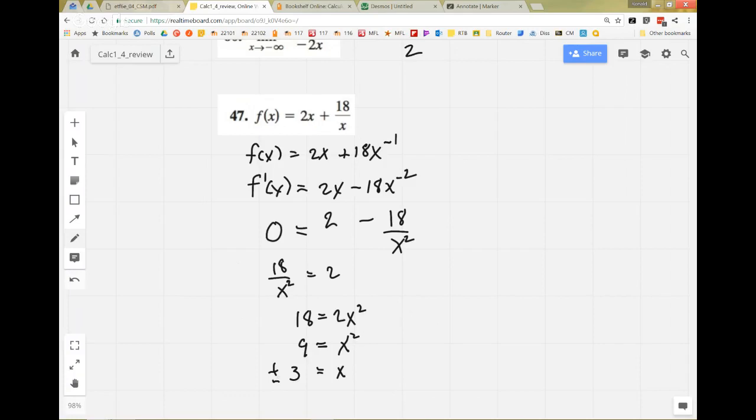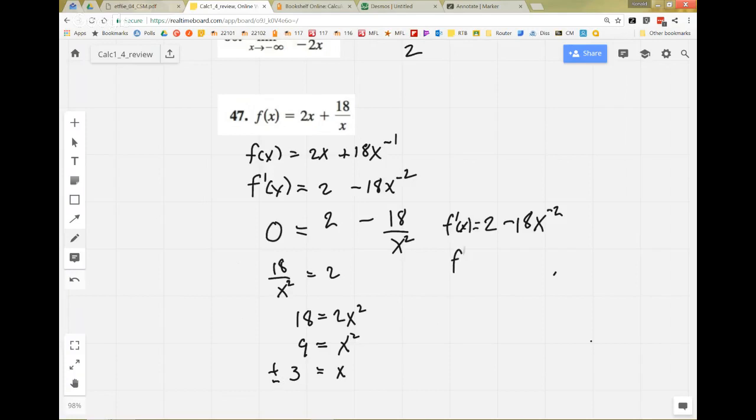Now the question is, are those maxes or mins? Here's where the second derivative would be handy. So let's go back up to the top and take the second derivative. Here's our first derivative. Let's rewrite that: 2 minus 18x to the negative 2. I forgot to take that x out right there. Thank you. So 2 minus 18x to the negative 2 is our first derivative.